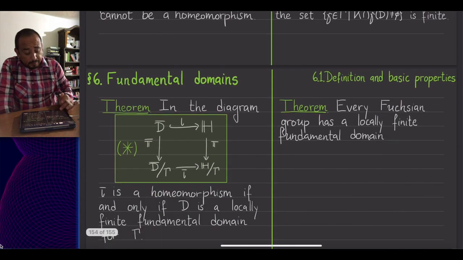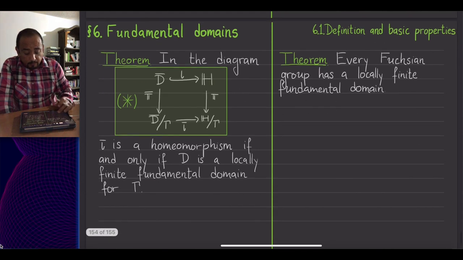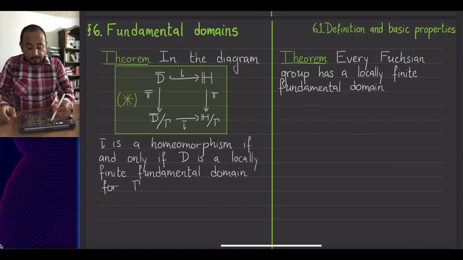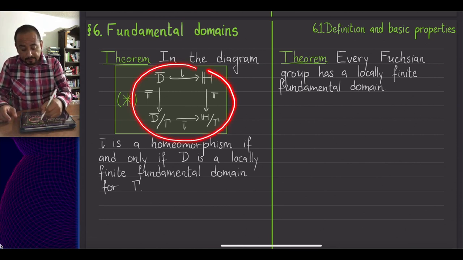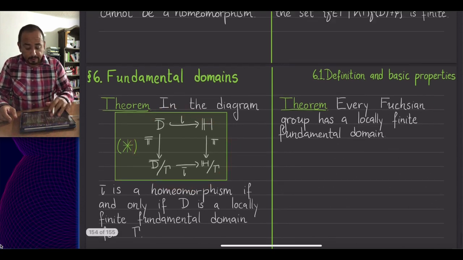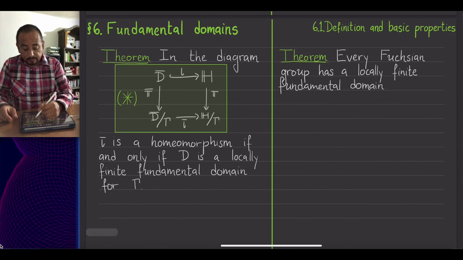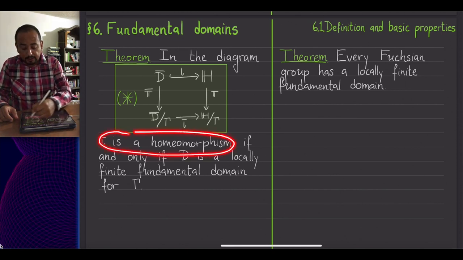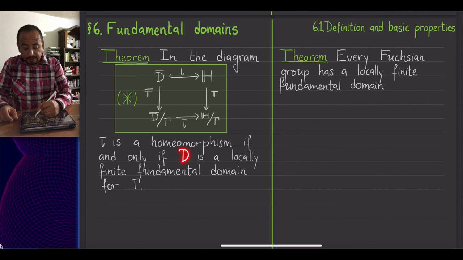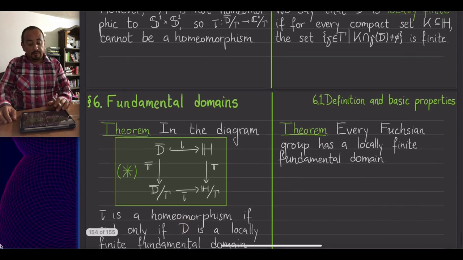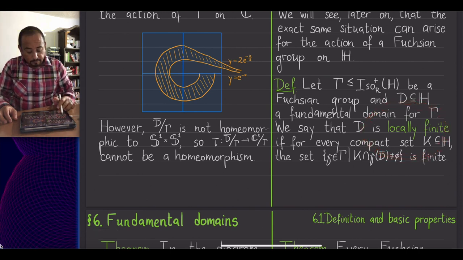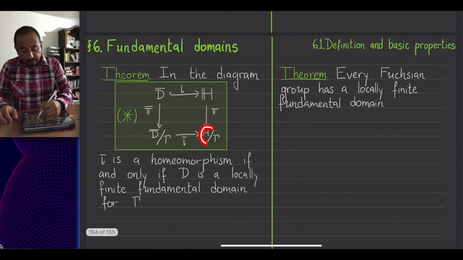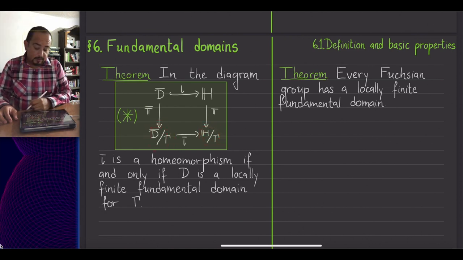Okay, and the theorems that we are going to prove are that in this diagram star that I wrote before, which pretty much says how iota bar arises, iota bar is a homeomorphism if and only if the fundamental domain D is locally finite. So this is precisely the condition in order to be able to obtain the orbit space as a gluing space, as the result of gluing some sides.